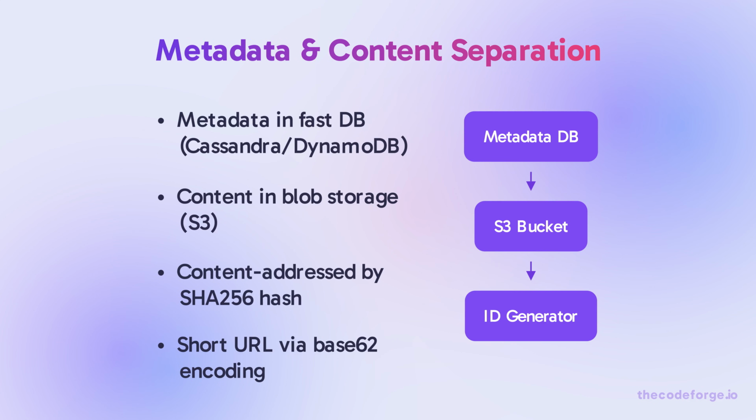Store metadata like short URL, user, expiry in a fast database. Store the actual paste content in blob storage like Simple Storage Service, keyed by its SHA-256 hash. This keeps the database lean and allows content deduplication. Generate short URLs using base62 encoding of a random 64-bit ID.